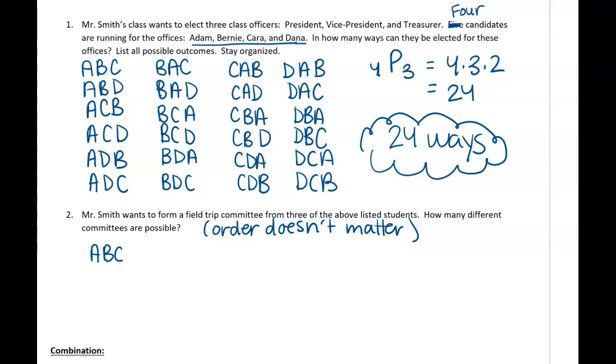So we have A, B, and C. We have A, B, and D, A, C, and D, or B, C, and D. And that's all the different ways. They could be in different orders, but it doesn't matter. So it's 4.